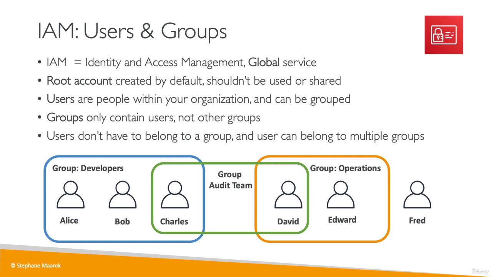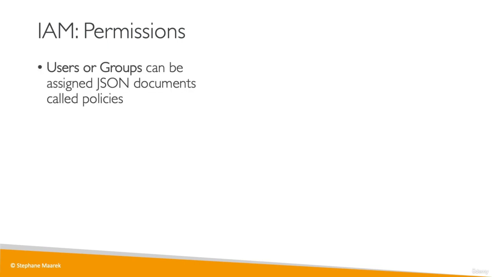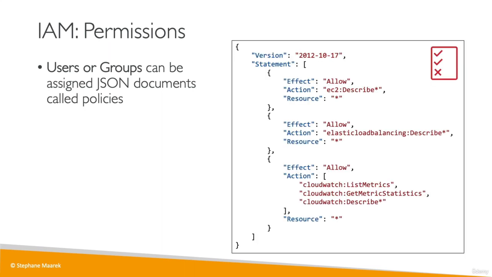So why do we create users and why do we create groups? Well, because we want to allow them to use our AWS accounts. And to allow them to do so, we have to give them permissions. So users and groups can be assigned what's called a JSON document. I'll show you right now what it means, called a policy, an IAM policy. So it looks just like this.